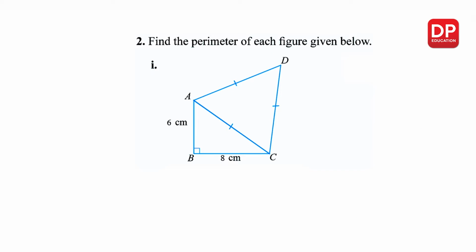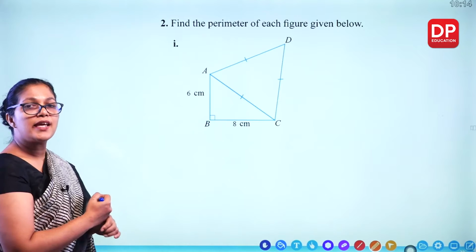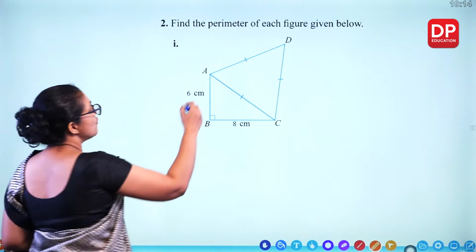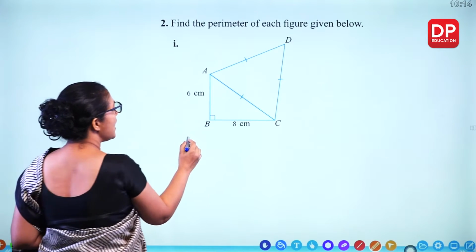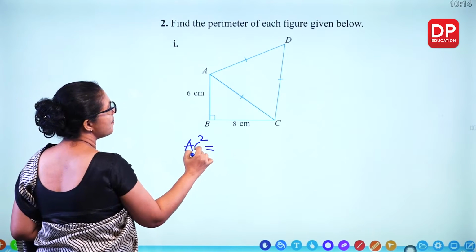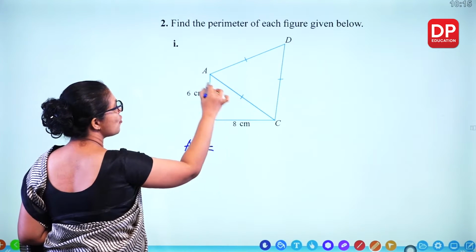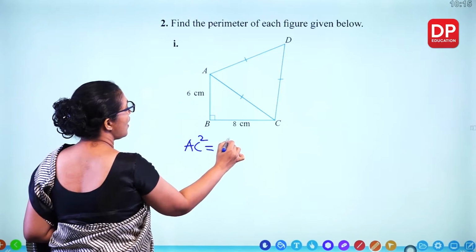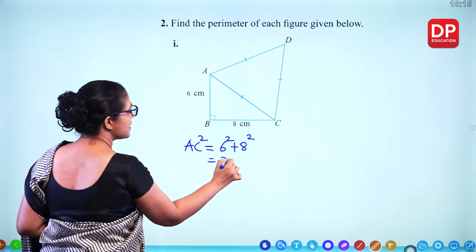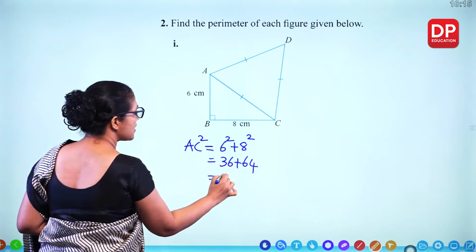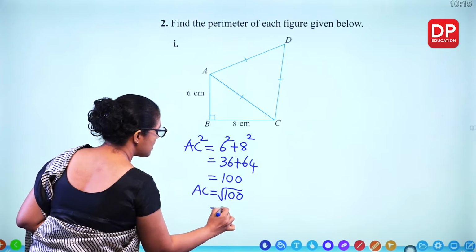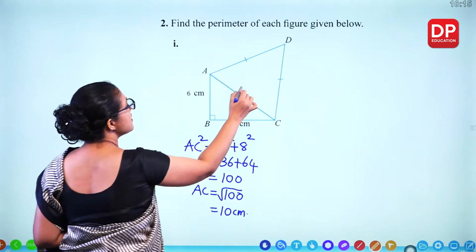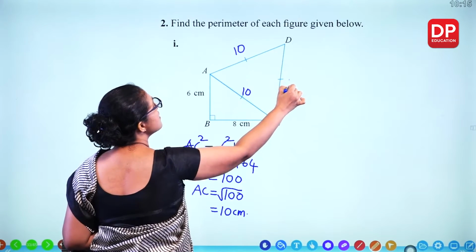Question number 2. Find the perimeter of each figure given below. Perimeter means we are taking only the outer length. So first we'll find this one, that's the same as these two lengths. So we'll find AC. AC squared, that's the hypotenuse for this triangle ABC, is 6 squared plus 8 squared. 36 plus 64, you get 100. So take the square root, you get 10 centimeters for AC length. So this is 10, this is also 10, this is also 10.